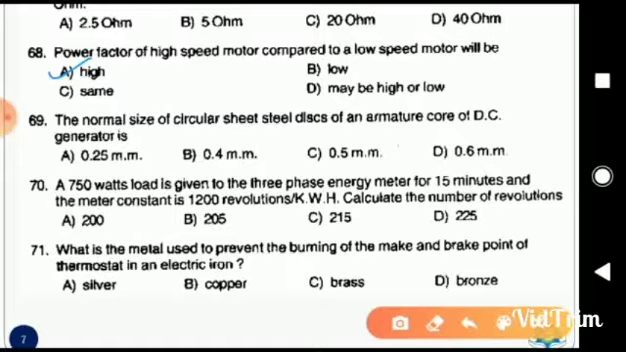Moving on to question number 69. The normal size of a circular sheet steel discs of an armature core of DC generator is. Option C is the correct answer, 0.5 mm. Moving on to question 70.